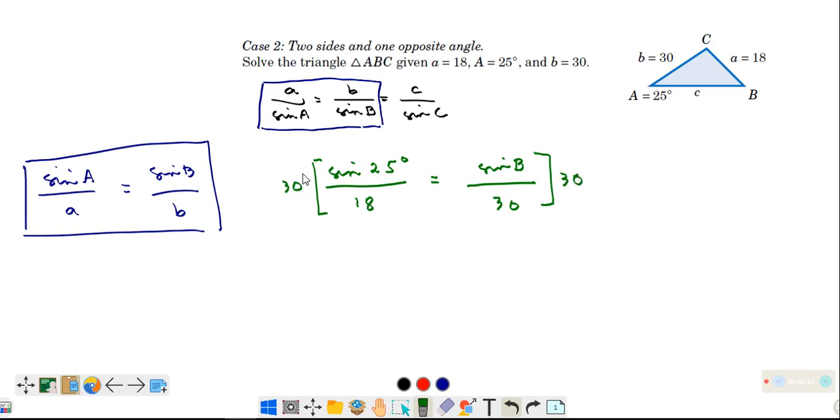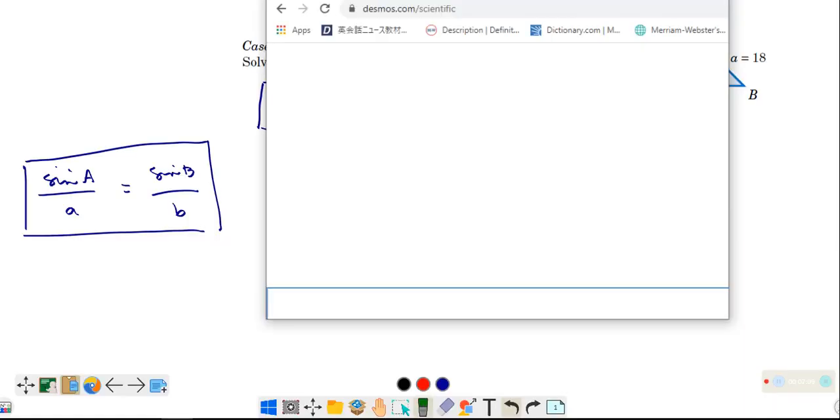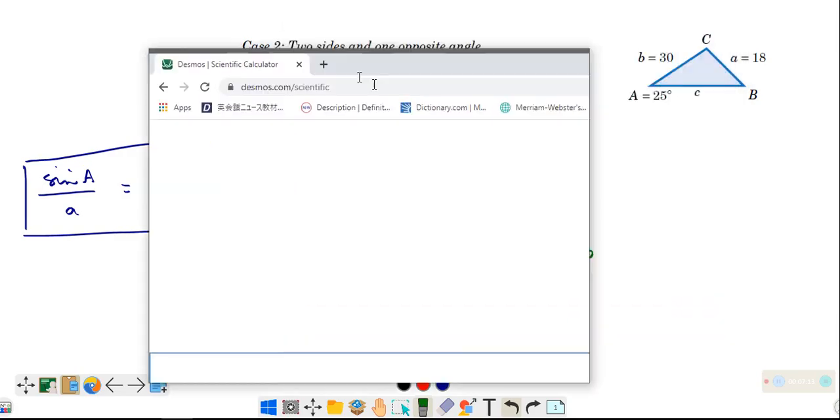Multiply both sides by 30 units. So, we have here 30 sine 25 degrees over 18 is equal to sine B. So, ano yung value nito? Kuha tayo ng calculator. Ayan, ready na yung calculator ko. Again, I will be using Desmos. Papaliitin ko lang siya so you can see it clearer.